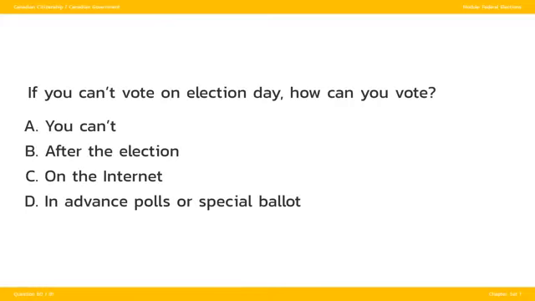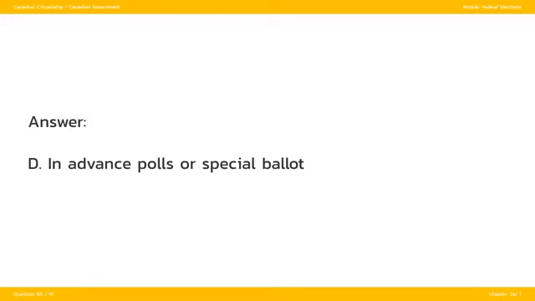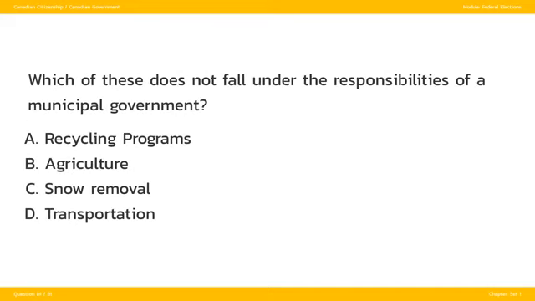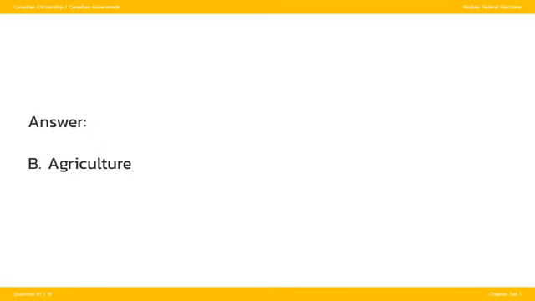If you can't vote on election day, how can you vote? A. You can't. B. After the election. C. On the internet. D. In advance polls or special ballot. The answer is D. In advance polls or special ballot. Which of these does not fall under the responsibilities of a municipal government? A. Recycling programs. B. Agriculture. C. Snow removal. D. Transportation. The answer is B. Agriculture.